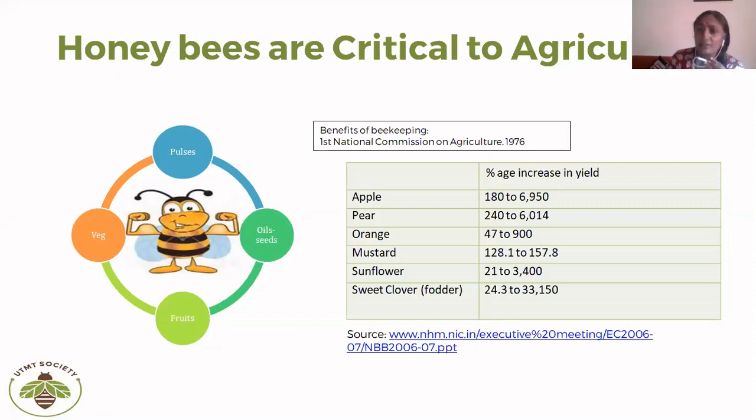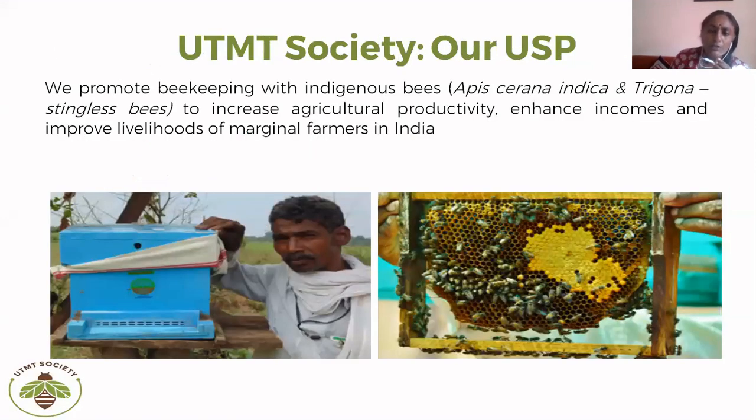Now, the important thing is that the first National Commission on Agriculture way back in 1976 had actually talked about beekeeping as an agricultural input and created a roadmap up to the year 2000. But subsequent agricultural policy actually focused on large farmers. So in some sense, that was lost. These are figures that you can see that have been put out by the National Horticulture Mission, which talk about the potential increases in yields for various crops.